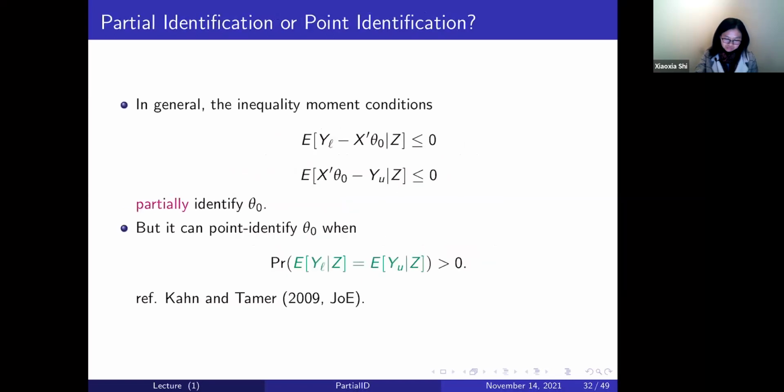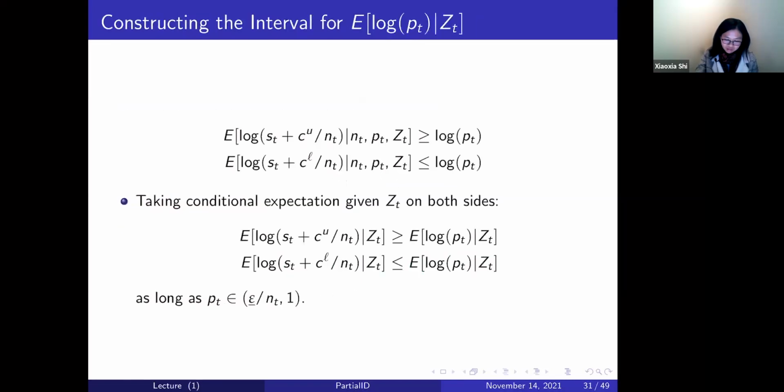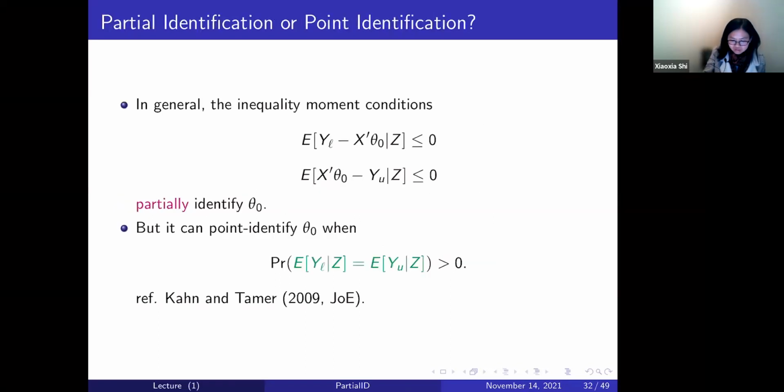So that is our YU, and that is our YL, and that is the Y that we do not observe. Once we have those, we can construct these conditional moment inequalities to take to data.